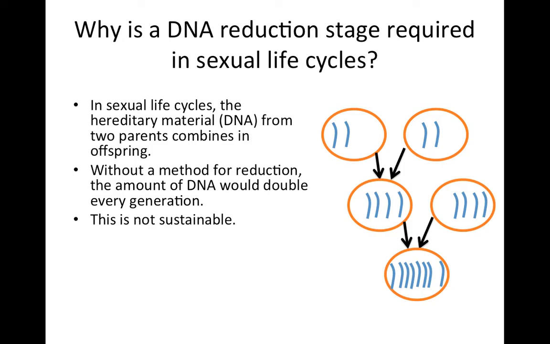You can imagine that this would not be sustainable. Pretty quickly the entire cell would be filled with nothing but DNA, and each cell would have many more copies of each trait than it needed to do the things that the cell needs to do. So to avoid this situation, we need a way of reducing the amount of DNA prior to the stage where both parents contribute DNA to the offspring.